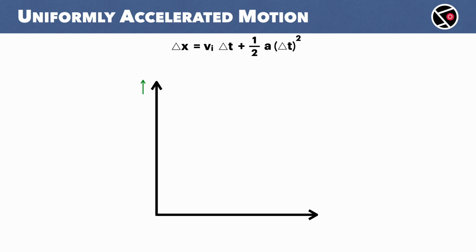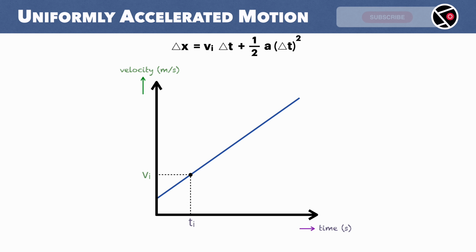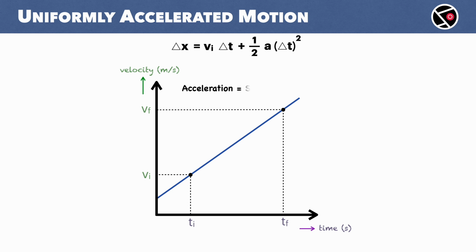Velocity on the y-axis and time on the x-axis. Here is the plot. At ti, the velocity is Vi. At tf, the velocity is Vf. The acceleration is the slope of this velocity time plot. This plot is a straight line, so the slope or the acceleration is constant.